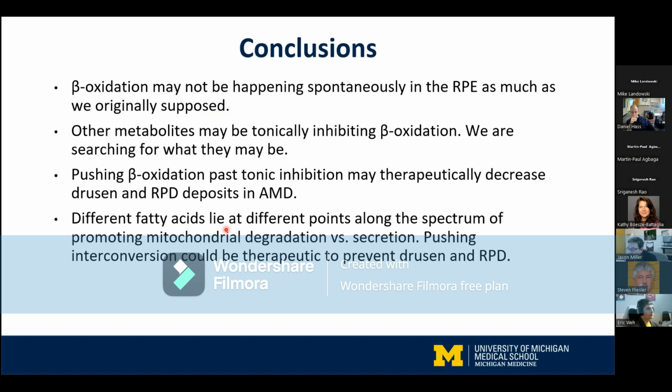We clearly have shown that different fatty acids seem to lie at different points along the spectrum of promoting mitochondrial beta oxidation versus being secreted. And we're interested in pushing the interconversion of these fatty acids such that we get more of the fatty acids that are able to be degraded and less secreted.